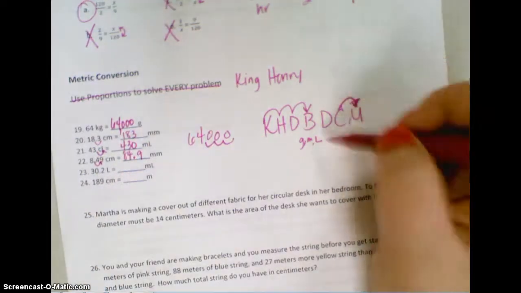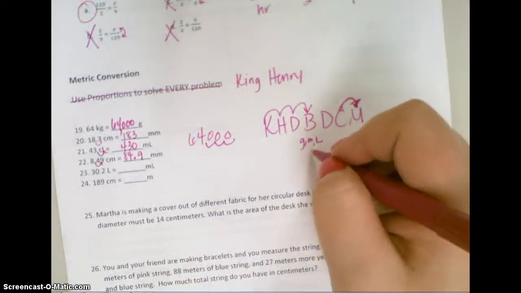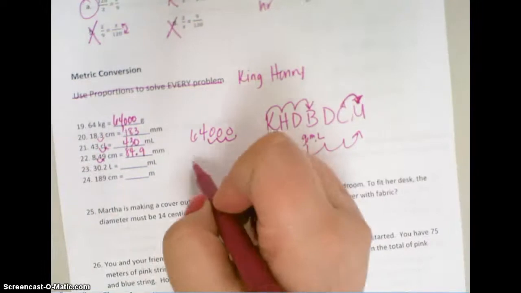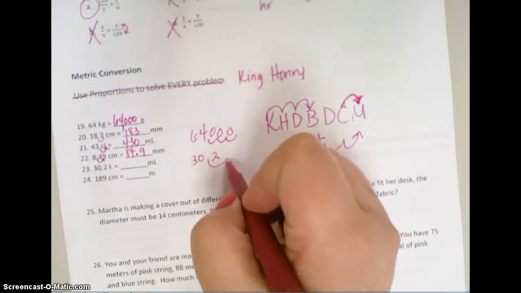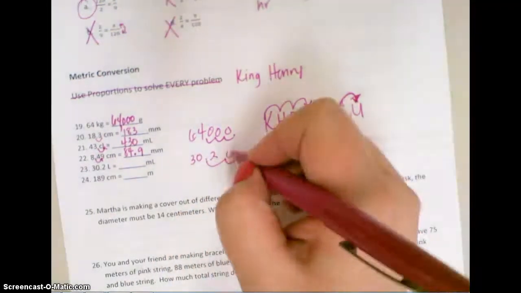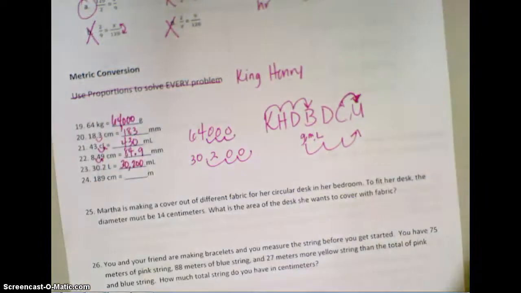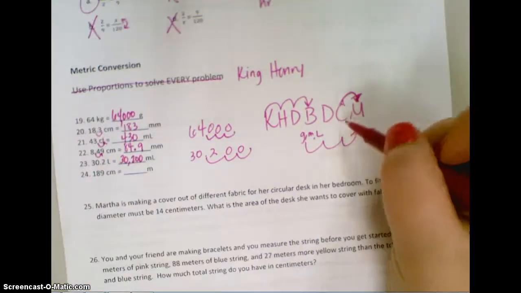30 and 2/10 liters to milliliters. I'm starting out at my base and going to milliliters. 1, 2, 3, multiplying by 1,000, spots to the right. So I have 30 and 2/10, 1, 2, 3 spots to the right. I'm going to add in my 2 zeros. This is going to become 30,200 milliliters.